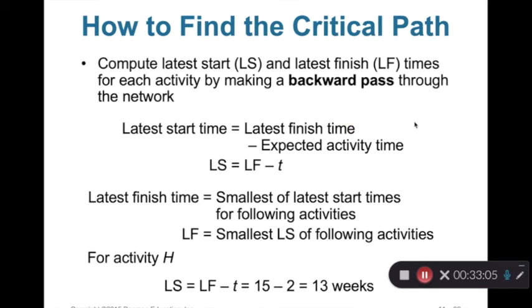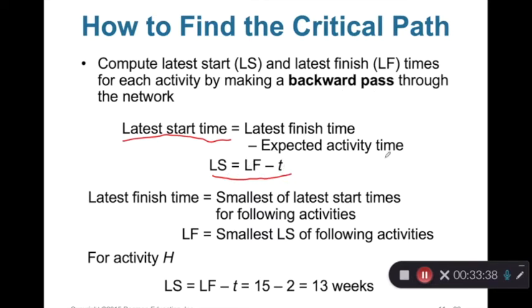Before calculating LS and LF, we need to introduce some terms and formulas as well. We call this process the backward pass. We need to calculate the latest finish time and the latest start time. We use the latest finish time minus the expected activity time. We use this formula: LS equals LF minus T. So we call it backward.